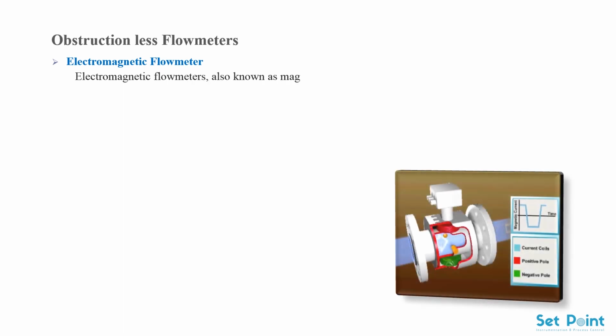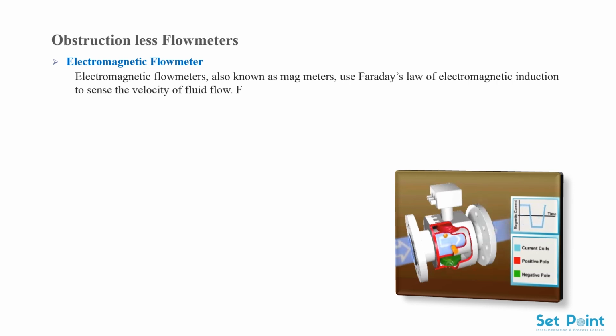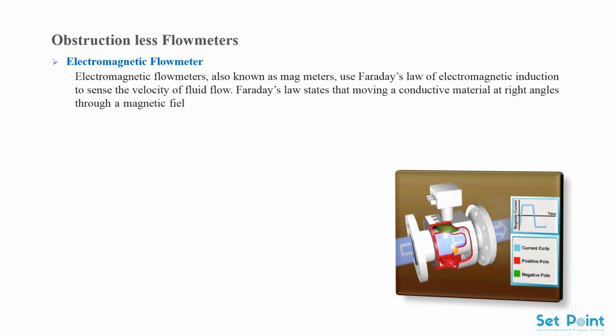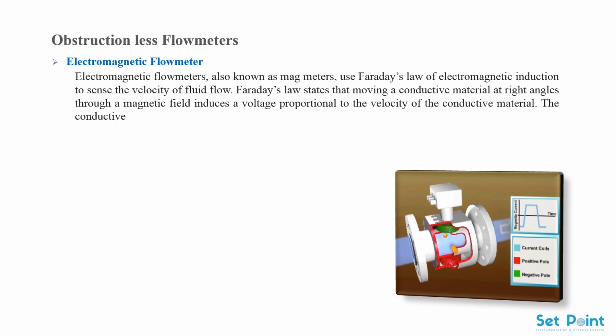Electromagnetic flowmeter. Electromagnetic flow meters, also known as mag meters, use Faraday's law of electromagnetic induction to sense the velocity of fluid flow. Faraday's law states that moving a conductive material at right angles through a magnetic field induces a voltage proportional to the velocity of the conductive material. The conductive material in the case of a mag meter is the conductive fluid.